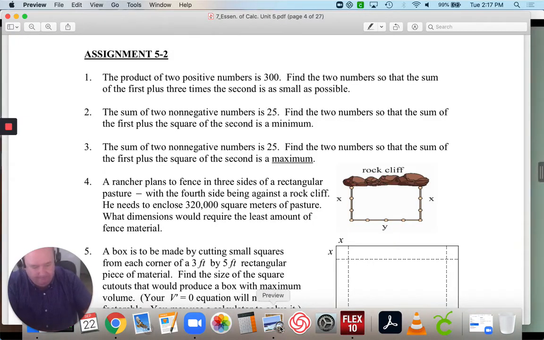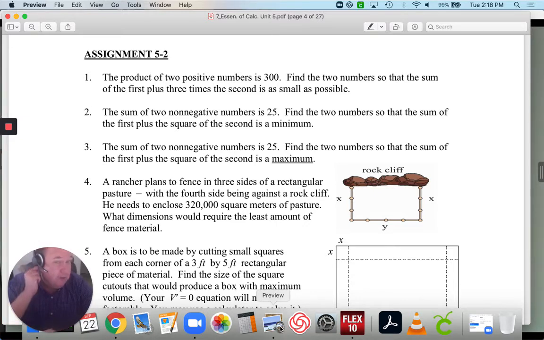Number 4. Now it's a real-world situation. Here we go. Fun story. A rancher plans to fence in 3 sides of a rectangular pasture. There's a picture. The 4th side is against a rock and does not need to be fenced. He needs to enclose 320,000 square meters of pasture. What dimensions would require the least amount of fencing?